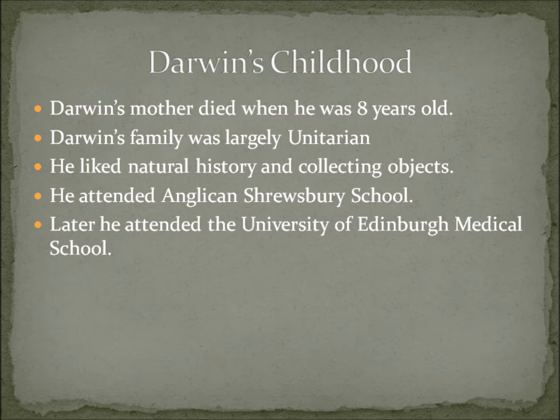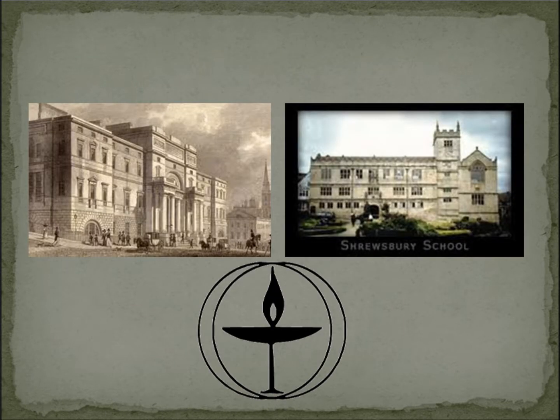Darwin's mother died when he was 8 years old. His family was largely Unitarian, and he liked natural history and collecting objects. He attended Anglican Shrewsbury School, then later he attended the University of Edinburgh Medical School. To the left is the Edinburgh Medical School. To the right is Shrewsbury School, and at the bottom is the Unitarian symbol.